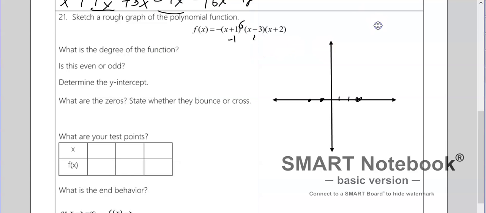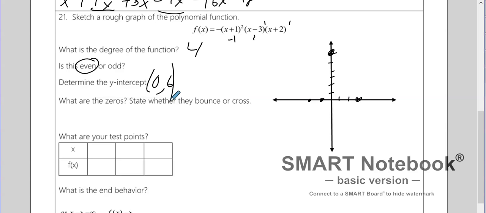No reason to get this wrong. So what's the degree? Okay, well, we just add up the multiplicities. So we have 2, 1, and 1. So it's a 4. Is it even or odd? That's even. The y-intercept, we said it, okay? You could plug 0 into all those parentheses, or you could just look at the y-intercept on the computer or calculator. 1, 2, 3, 4, 5, 6. There's my y-intercept, 6. Or you can put 0, 6, either way.